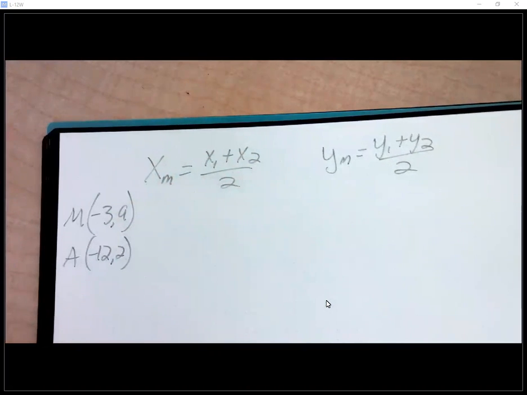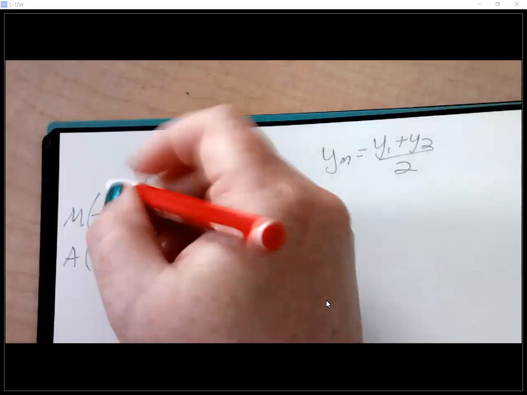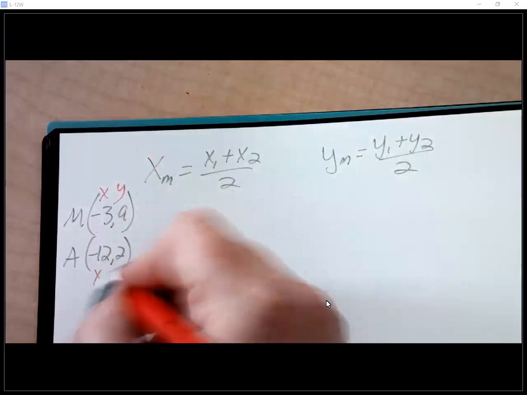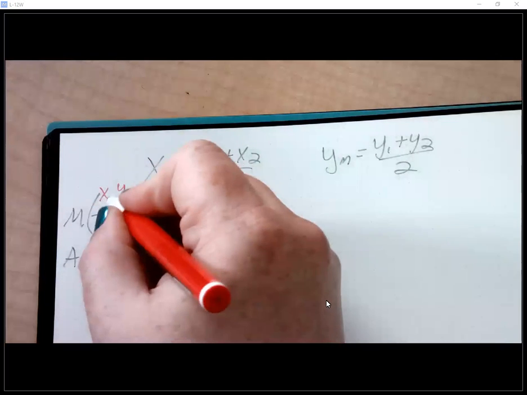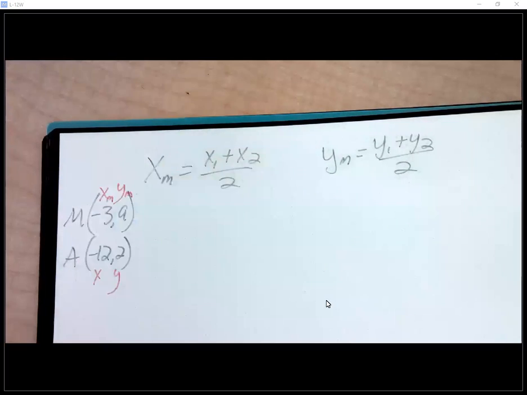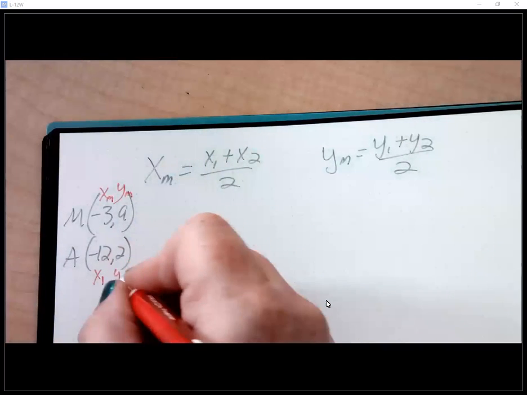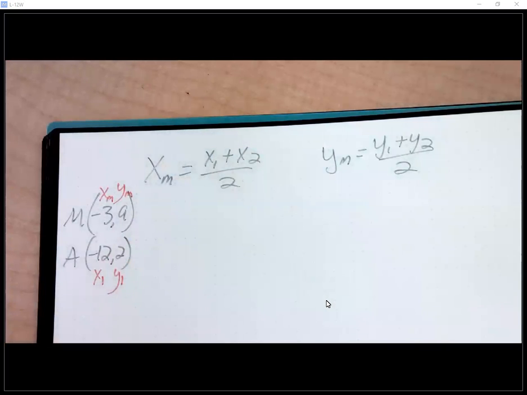Here's what we know. Yeah, that's an X and that's a Y. That's an X and that's a Y. This is not my first point though. That's the midpoint. I'm going to put little M's after the X and Y. This is one of my endpoints. It's Y2 and X2 that I don't know. Those are the pieces I'm looking for.